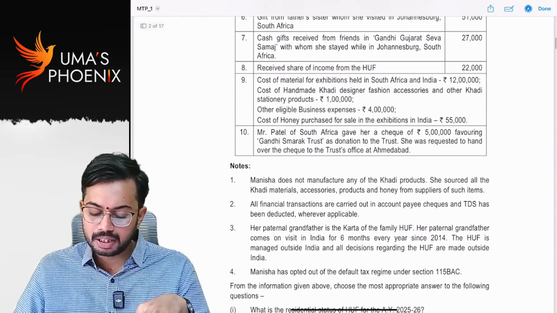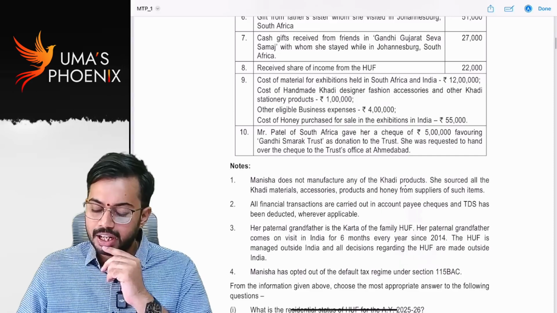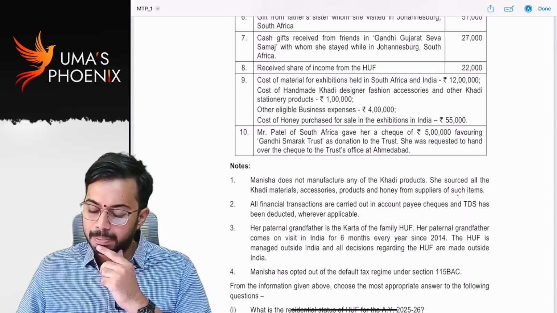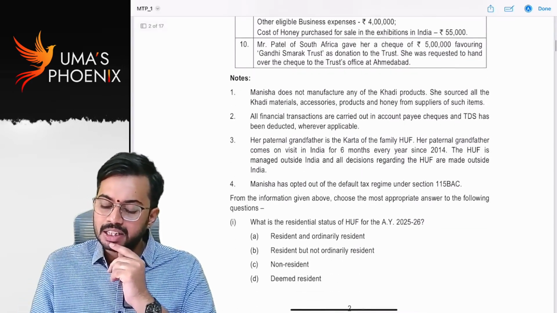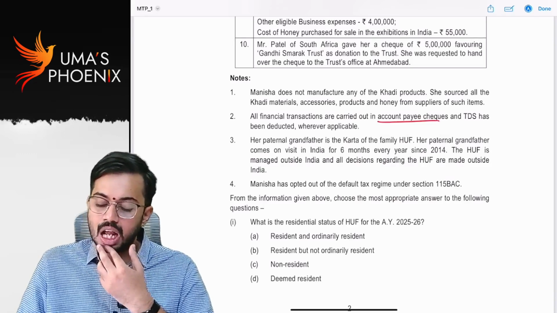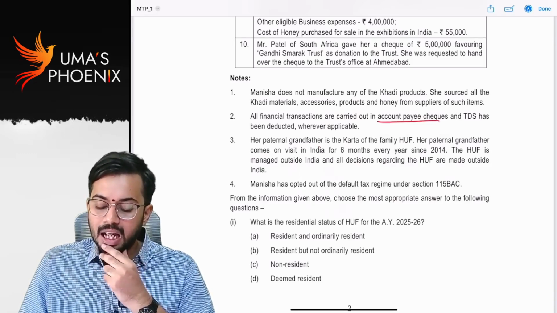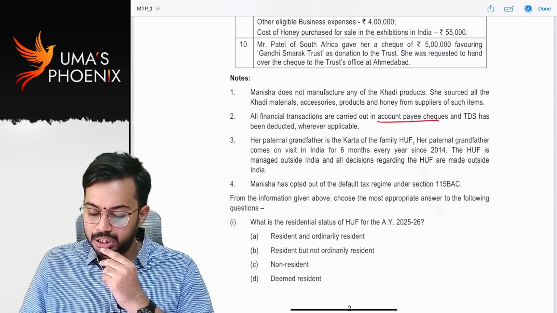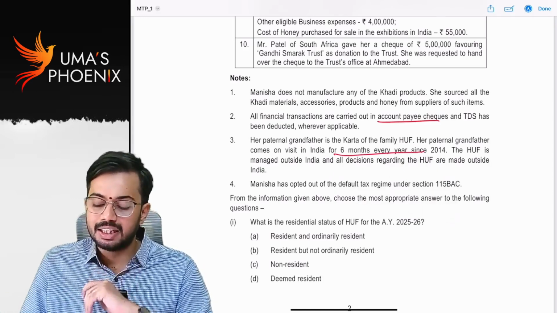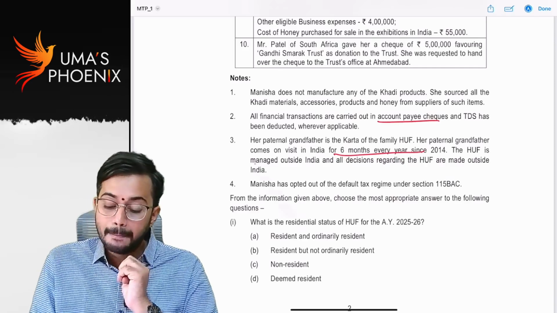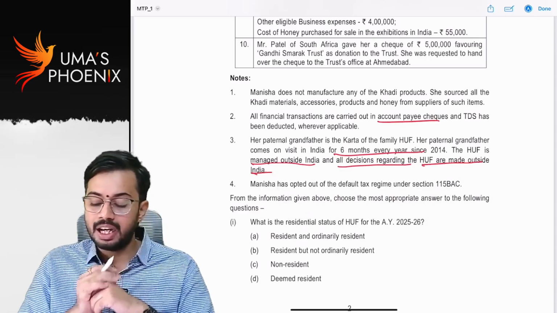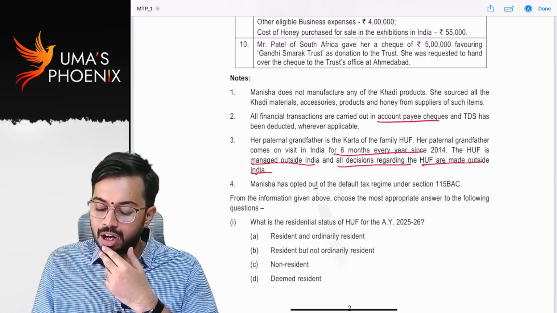Then what are the note points? Manisha does not manufacture any of the Khadi products. She sourced all the Khadi materials, accessories, products and honey from suppliers of such items. All financial transactions are carried out through account payee cheques. That means entire transactions are done through bank transactions and TDS has been deducted. Her paternal grandfather is the Karta of the family HUF. Her paternal grandfather comes on a visit to India for 6 months every year since 2014. The HUF is managed outside India and all decisions regarding the HUF are made outside India. Manisha has opted out of the default tax regime.